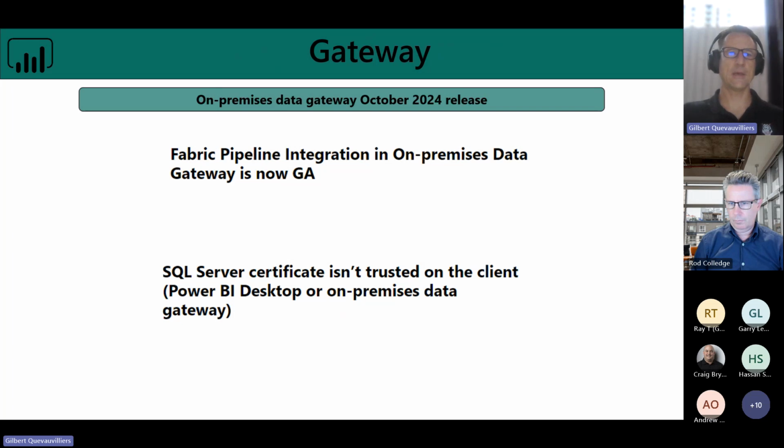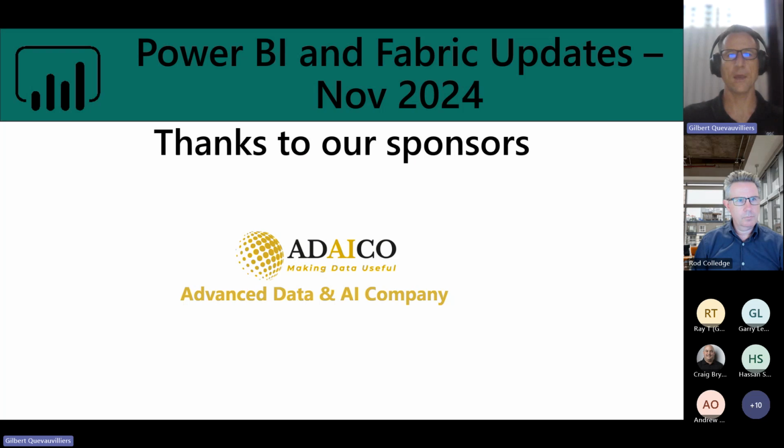There is an on-premise data gateway update for October 2024. The Fabric pipeline integration in on-premise data sources is now generally available. And one thing to note is if you have issues with the SQL Server certificate isn't trusted when you install the gateway, there is a process that you need to go through to get that certificate to be trusted through the gateway. And that's it.